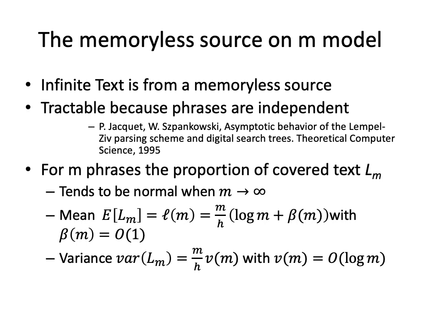So you take the infinite text from a memoryless source, and what we found is that for M phrases, the proportion of covered text, which is basically the external path length of the digital search tree, tends to be normal when the number of phrases tends to infinity, with the mean being mostly linear: M over h times log M plus something linear, and the variance of order M log M. There are exact expressions for this quantity in this paper.